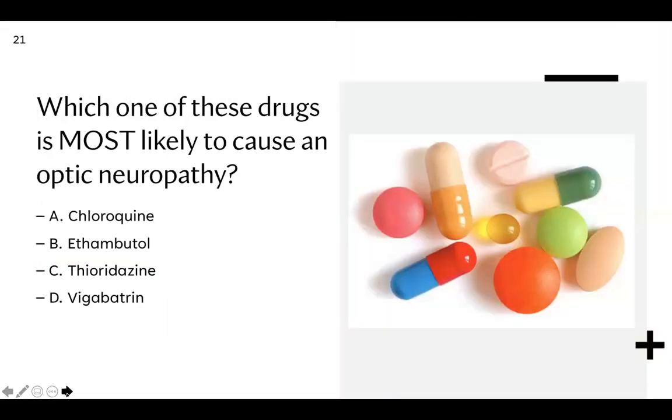Okay, so which of these drugs is most likely to cause an optic neuropathy? Is it A, chloroquine? B, ethambutol? C, thioridazine? Or D, vigabatrin? You have 20 seconds left on the clock. We've all heard of these drugs, all used for different purposes. Pretty straightforward question, and I'm sure most of the audience would get this right.